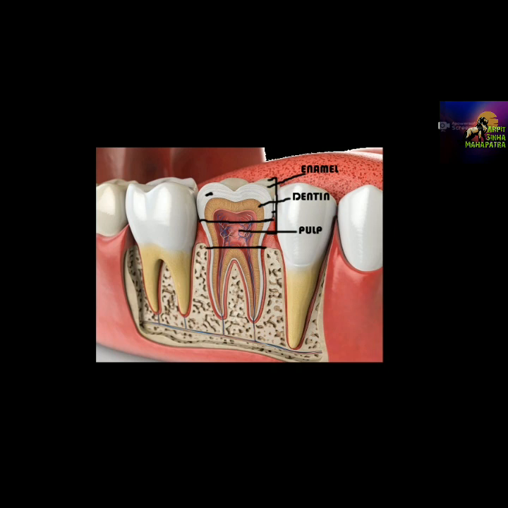Now we talk about the last topic, and this topic's name is the dental formula. Yes friends, the last topic is the dental formula. So let's begin. Now we discuss the dental formula. Before studying it, we have to know all the types of teeth and their numbers.